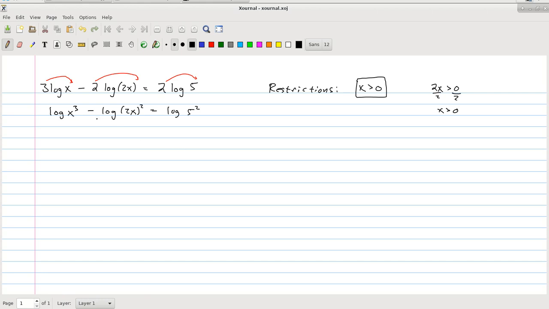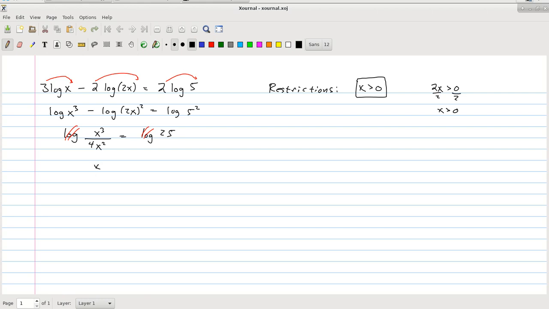On the left-hand side, we have a difference between two logs, so we can write this as a single log with a division on the inside. This is log of x cubed over 4x squared. We got the 4 by applying this power to everything on the inside. And now on the right, we have log of 25. At this stage, we have a log on each side of the equation, so we can use the one-to-one property to cancel the logs out.